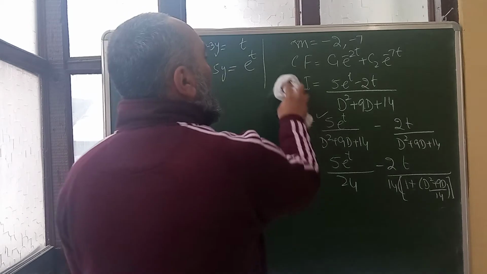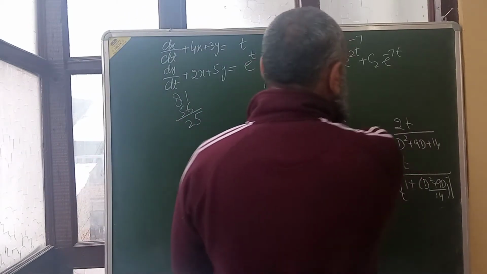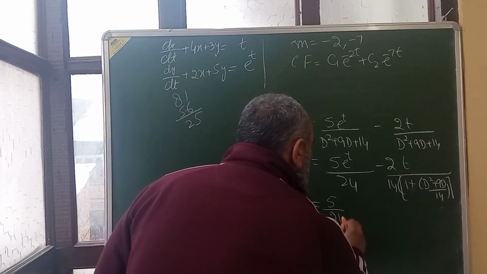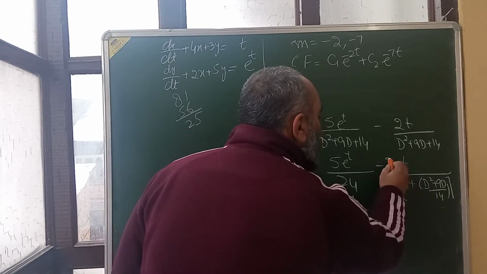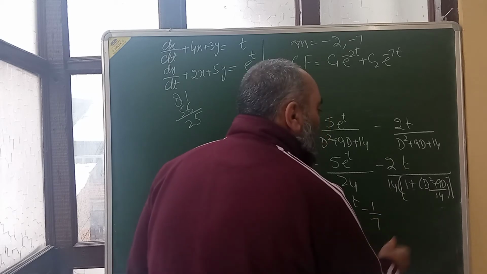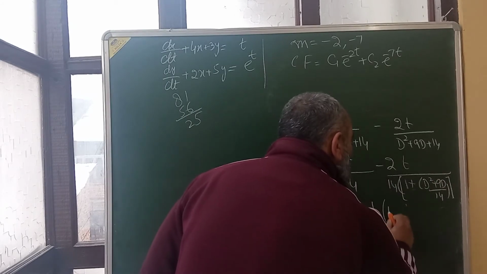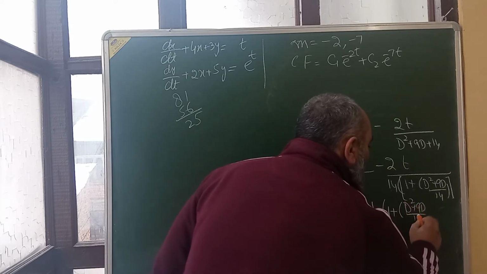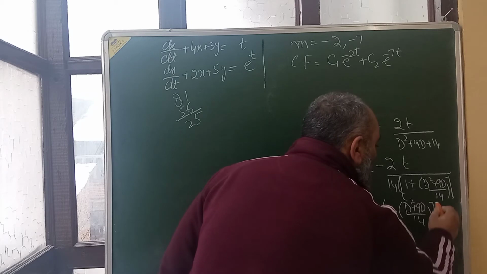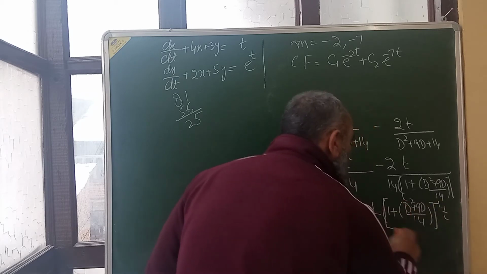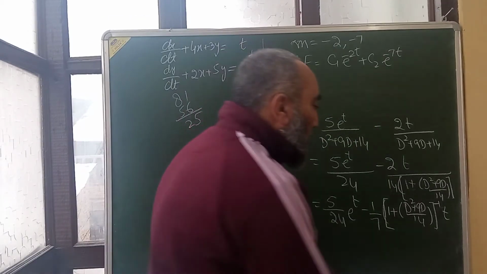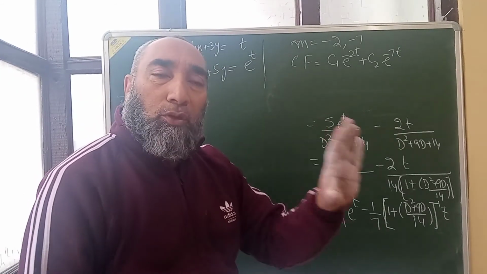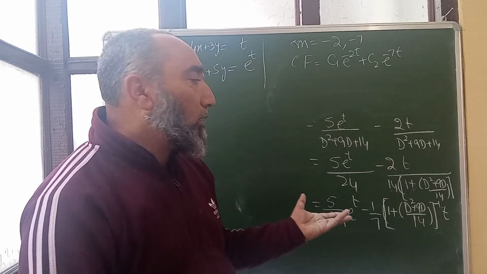Or I have (5 by 24) e raised power t minus 2 by 14 is 1 by 7. Take it to the numerator. It is 1 plus (d square plus 9d by 14) whole raised power minus 1 operating on t. Now remember that this is t only, so you can differentiate only once. That is why you have to take maximum up to d. You don't have to take d square because it will be 0.